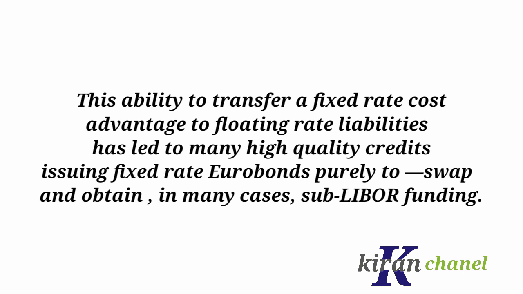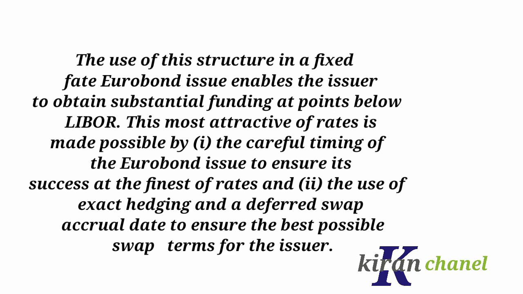This ability to transfer a fixed rate cost advantage to floating rate liabilities has led to many high-quality credits issuing fixed rate Eurobonds purely to swap and obtain, in many cases, sub-LIBOR funding. The use of this structure in a fixed rate Eurobond issue enabled the issuer to obtain substantial funding at points below LIBOR. This attractive rate is made possible by the careful timing of the Eurobond issue to ensure its success at the finest of rates and the use of exact hedging in the deferred swap accrual date to ensure the best possible swap terms for the issuer.